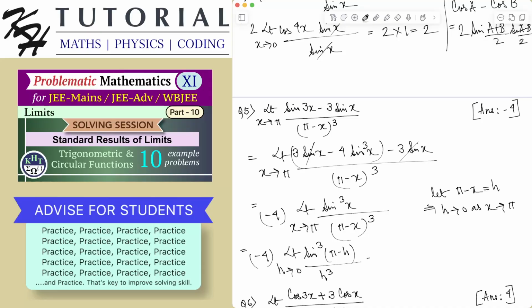So this is minus 4 limit h tends to 0. Sin of (pi minus h) is equal to sin h, so this is sin cube h by h cube. Sin cube h divided by h cube. The minus cancels out, and this becomes 4 times limit h tending to 0 of sin cube h divided by h cube.